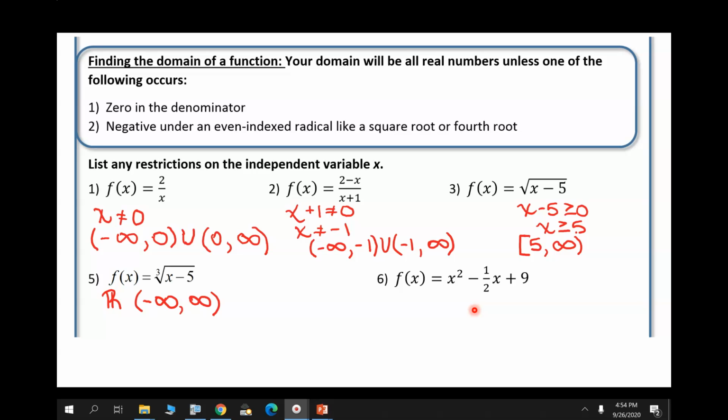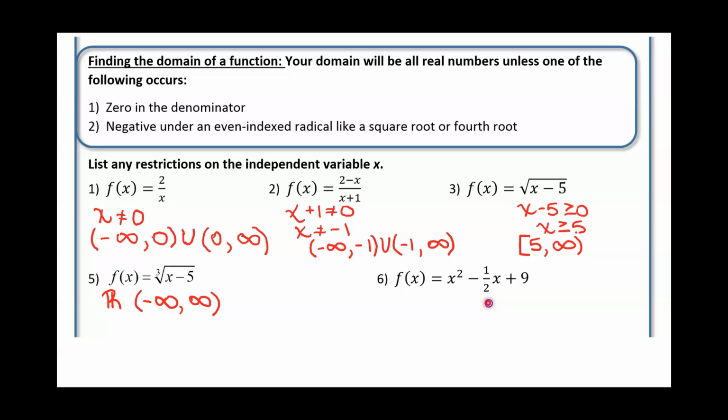So for this one, do you have 0 in the denominator? No, I do have a fraction, but there's no way that that 2 can equal 0. See the difference between this one where we had x in the denominator and we could get 0 there? I can't get 0 in this denominator. All right, do you have an even indexed radical? No, I don't have any radical at all. Okay, so then what's your domain? It's all real numbers because again, it is all real numbers unless one of two things happens. Neither one of those things happened, and so my domain is all real numbers, and again, that is our interval notation for it as well.